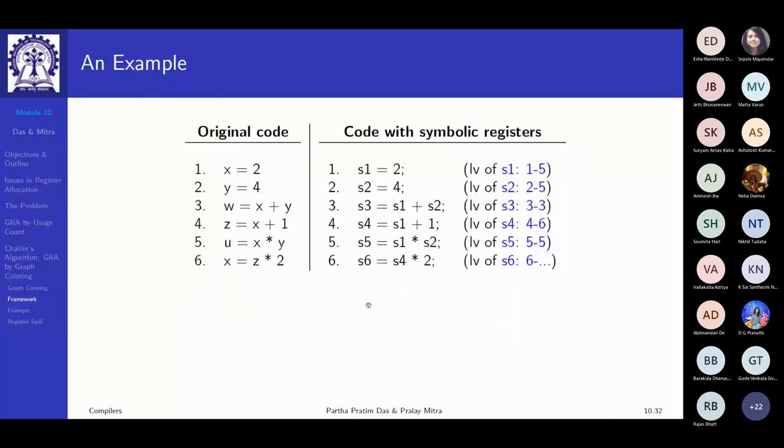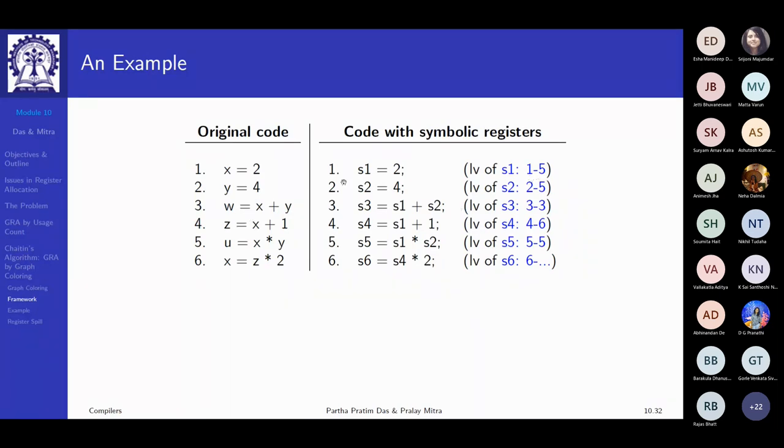So let's take a code and see how we do it there. This is the original code. You can see it's simple code. And what we try to put is the range of liveness. So you can see X is defined in 1, used in 3, used in 4, used in 5, and then redefined in 6. So the X that is defined in 1 is live till 5. So we say it is 1 to 5.